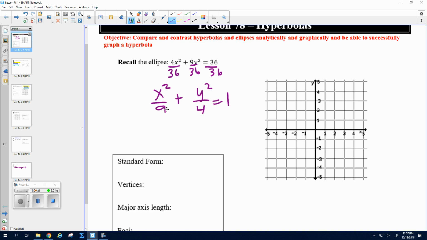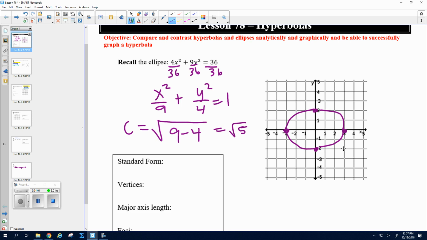And then remember, in the x direction, we go a distance of 3. And in the y direction, we go a distance of 2. And that makes our lovely ellipse. And then we find the focus. And the focus is always the square root of the bigger one minus the smaller one. All right? And you always take these numbers up here from the original equation. Okay? And that gives me the square root of 5.